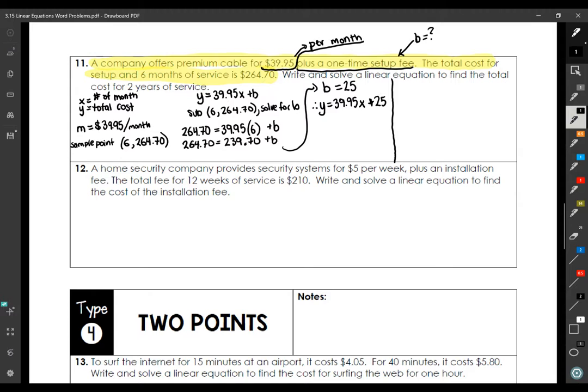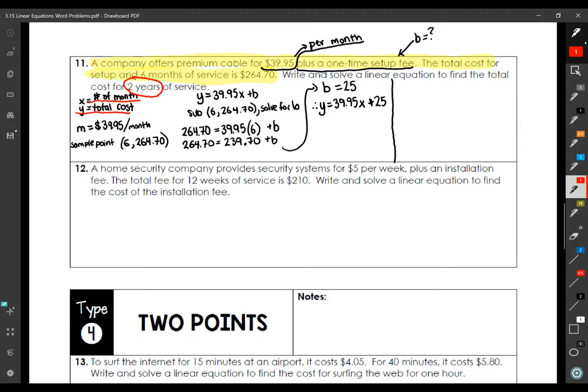So it says write and solve a linear equation to find the total cost for 2 years of service. Okay, what are they giving us? Are they giving us X or are they giving us Y? Well, they're most definitely not giving us Y, right, which is total cost. And technically, they are giving us the number of months, okay? It's just written in a different form. It says 2 years, okay? X does not equal 2, okay? Because that would mean 2 months. Here we mean 2 years.